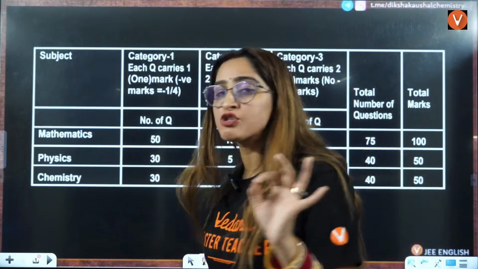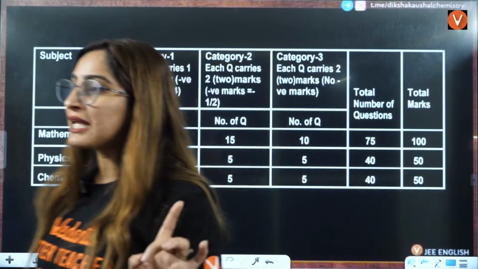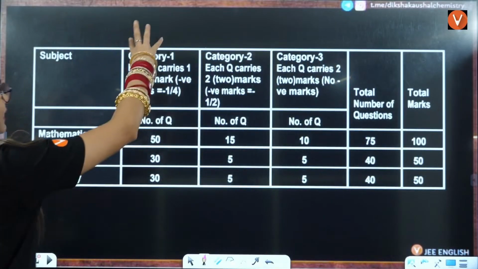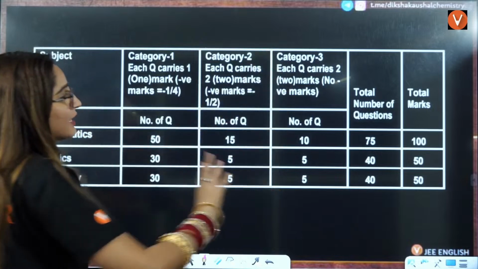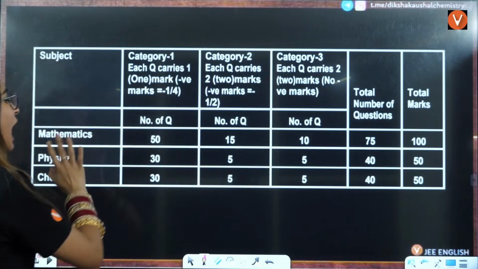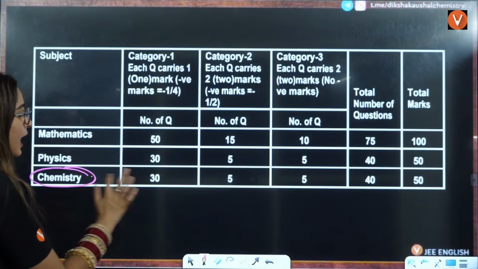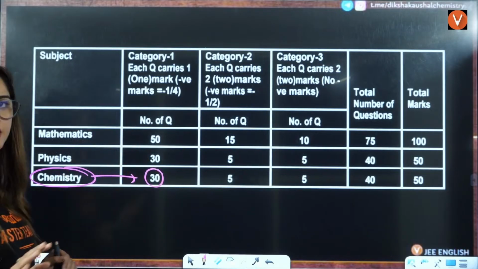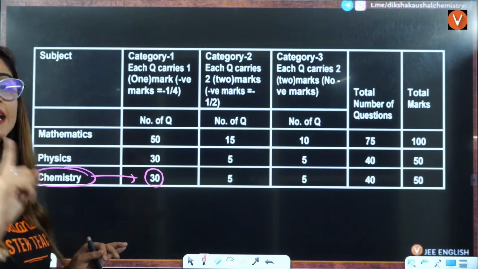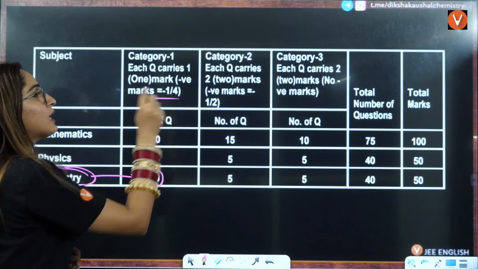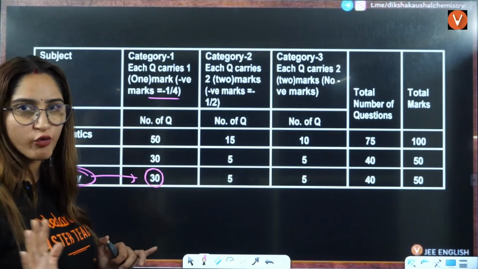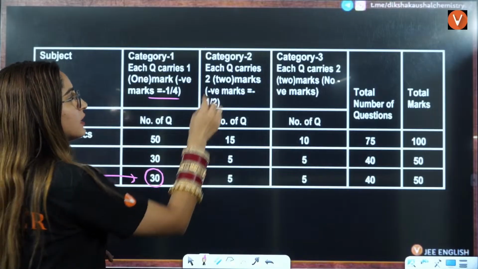For that, first you should know the categories here. So the categories are category 1, category 2, category 3, three kinds of questions you will have. I'll talk about chemistry here. In chemistry, you will have 30 questions of category 1 that carry 1 mark, right? And here you will have a deduction of -1/4 if there is any wrong answer.